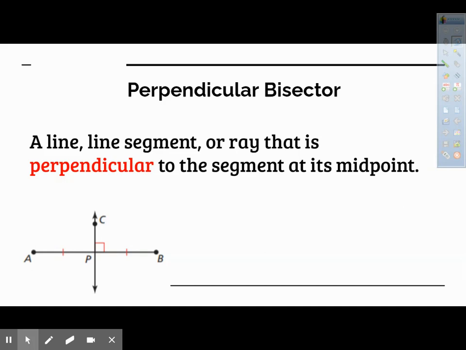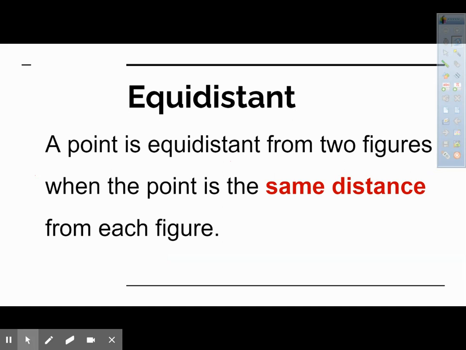A word that you all need to know the meaning of is equidistant. A point is equidistant from two figures when the point is the same distance from each figure. So equidistant means the same distance. If I was standing right here in the middle, I would be the same distance to Sydney and Taylor. If I was standing right here in the middle, I'd be the same distance from Lincoln and Sydney. So it's equidistant.